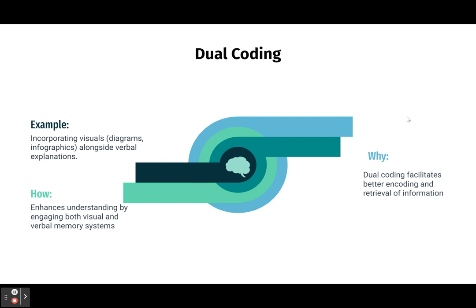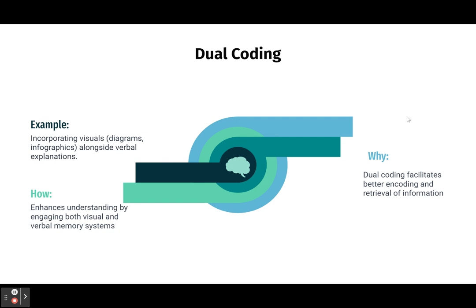Now let's explore the first practical example, dual coding. This involves incorporating visuals like diagrams or infographics alongside verbal explanations. The goal is to engage both visual and verbal memory systems, which will facilitate better encoding and retrieval of that information. So instead of your students just making flashcards with only words on there, we need to also provide diagrams or a visual along with verbal instructions or them saying each of those terms.